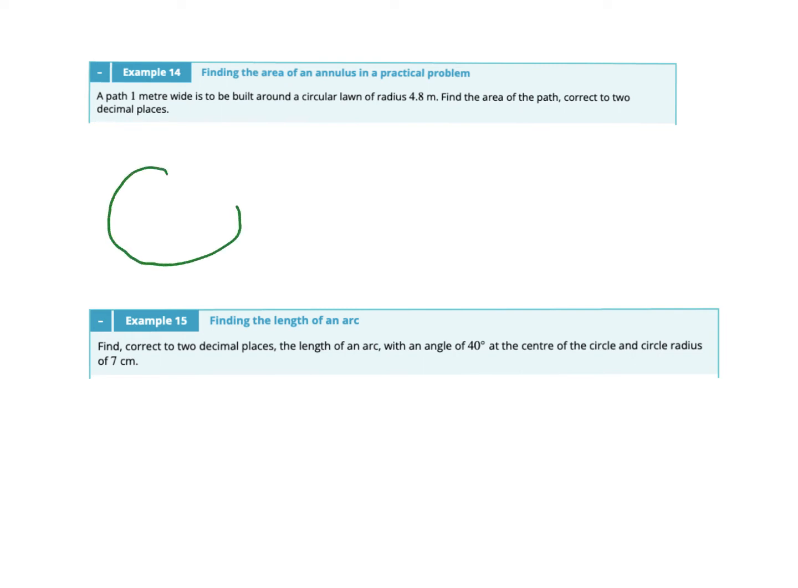I'll draw my circle a bit bigger. So they're saying the lawn has a 4.8 radius, and then you've got a little path around it. Okay, and they're saying that the path is 1 metre wide. And that was 4.8. So it says find the area of the path. So what they want is this area here. They want the path area. So when you see that, what type of shape is that? Donut, which is called an annulus.